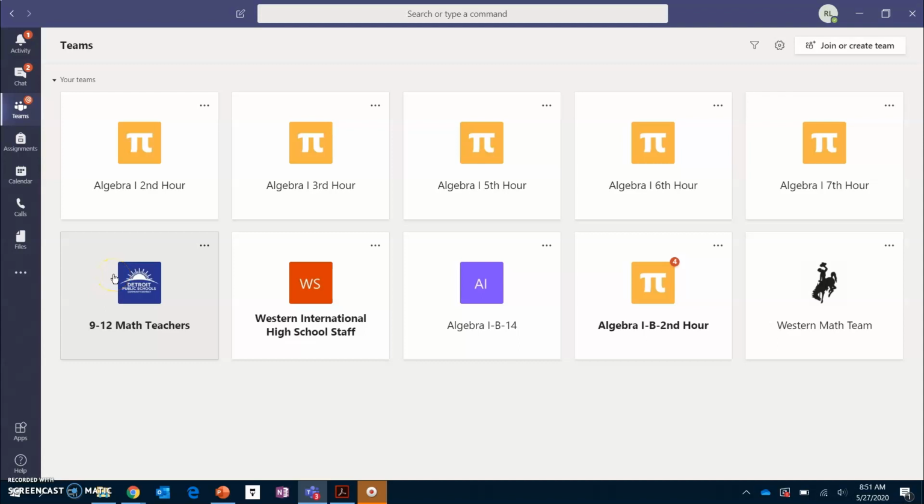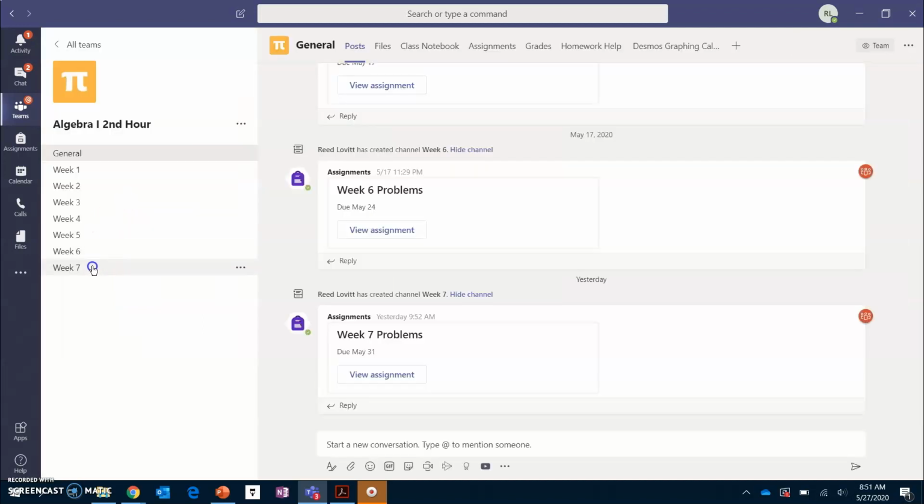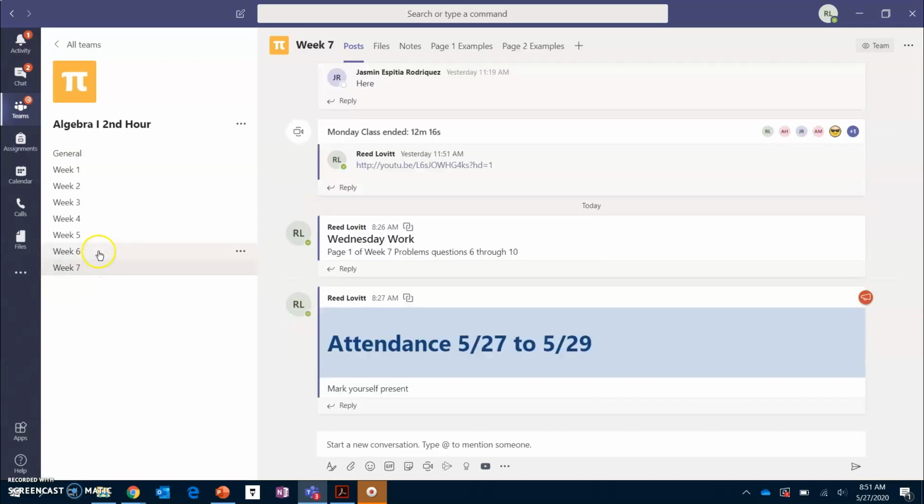Today we're going to continue going over the zero product property, just like what we did yesterday. If you look at the work for today on our class page, always in the most current week's channel, right above the new attendance post where you can mark yourself present for extra credit, we'll see Wednesday's work. All we have to do today is page 1 of week 7 problems, questions 6 through 10.